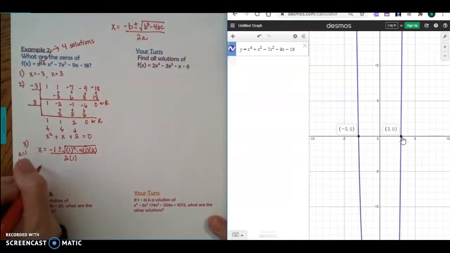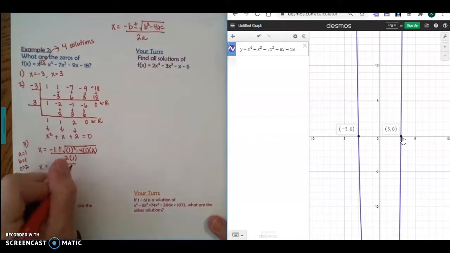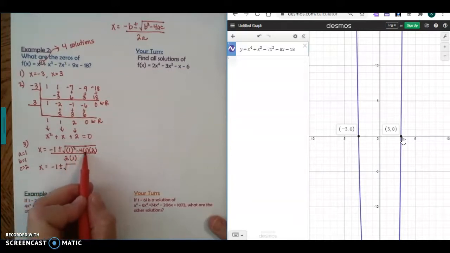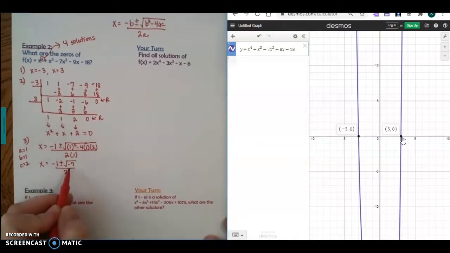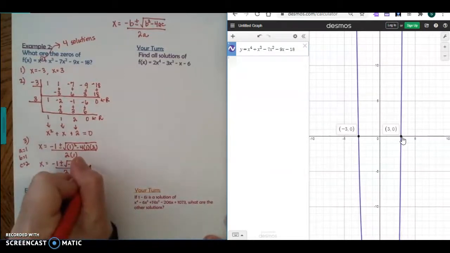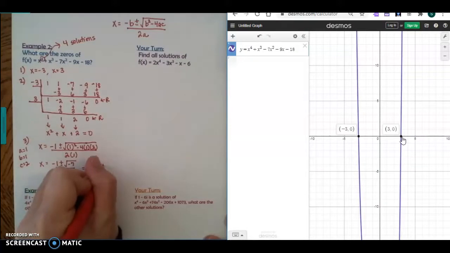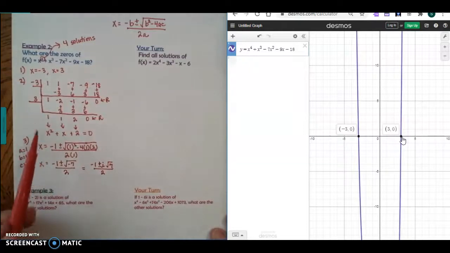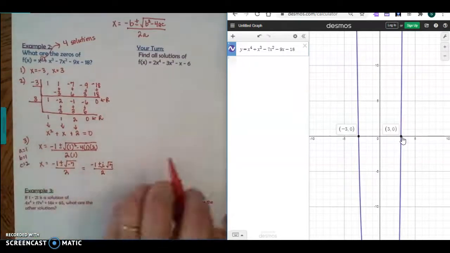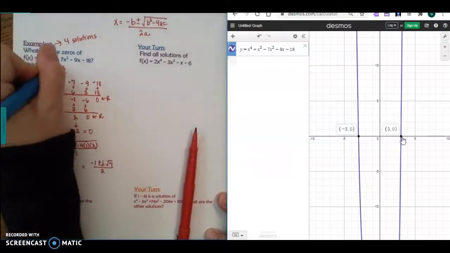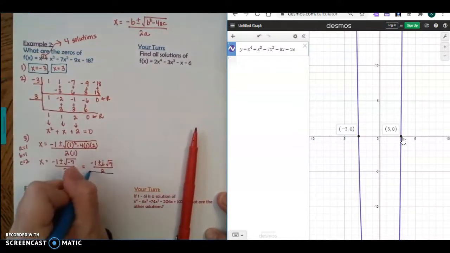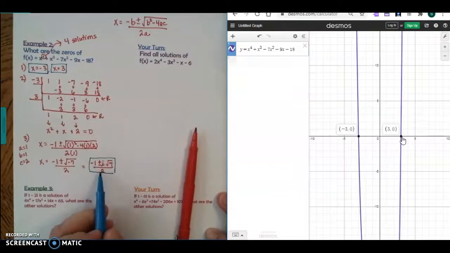And then you want to simplify. So this is going to be 1 minus 8, so we're going to have negative 7 under the radical. And then remember, the negative comes out as i. So we're going to have x equals negative 1 plus or minus i square root of 7, all that over 2. So your 4 solutions are going to be x equals negative 3, x equals positive 3, and then this plus or minus gives us our other 2 solutions here.